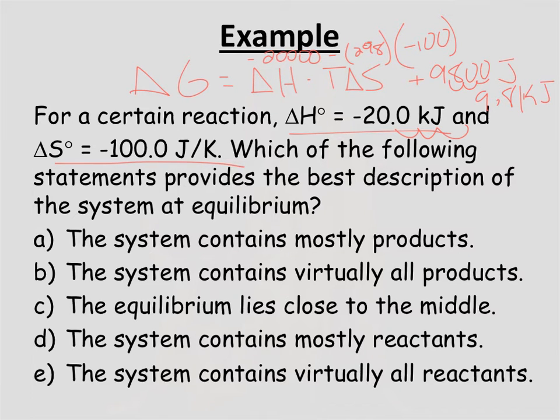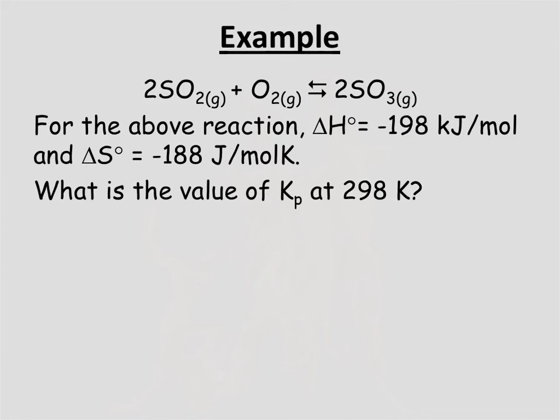All right, and with that delta G value, we know that this is going to be non-thermodynamically favored, so this is going to be mostly reactants. I wouldn't say all reactants because it's not that big, but mostly reactants. All right, let's look at this example.